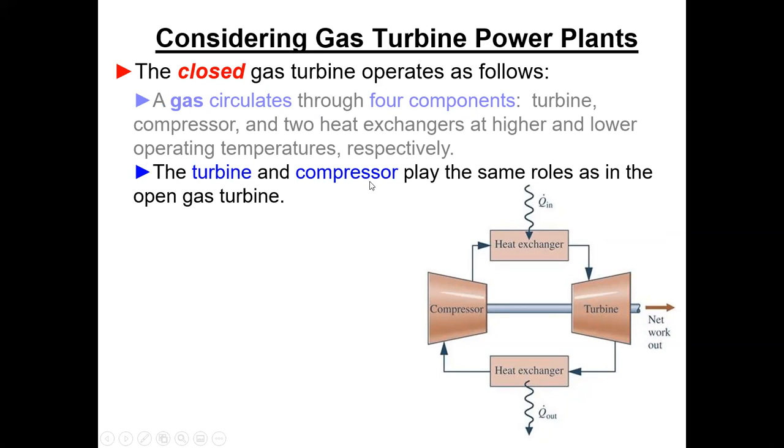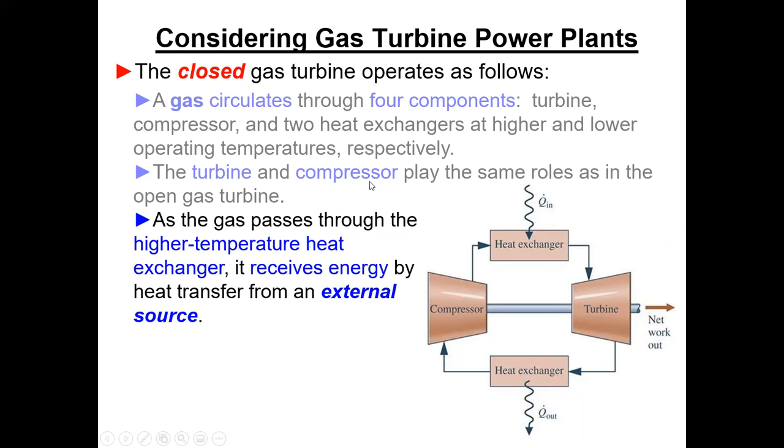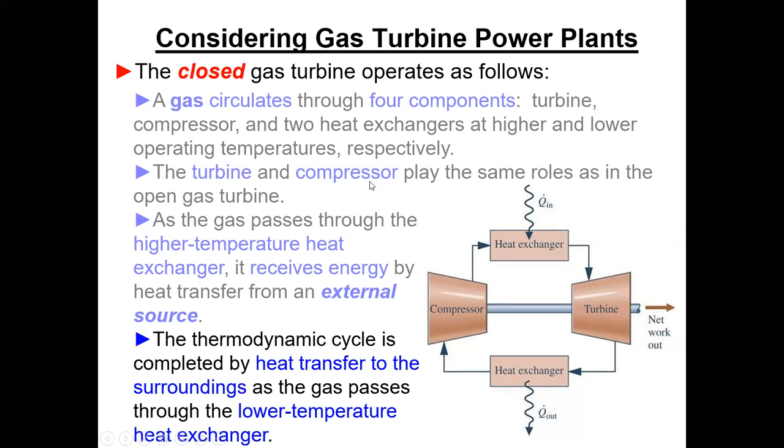The turbine and compressor play the same roles. Nothing changed for them from the open gas turbine. As gas passes through the high temperature heat exchanger, it receives energy by heat transfer from an external source. So we've got some kind of external combustion or something going on, providing the heat that we put in through the heat exchanger. That's the terminology, external versus internal source. Then we complete the cycle by heat transfer to the surroundings as we go through the low temperature heat exchanger. So gas turbines, they're not bad.